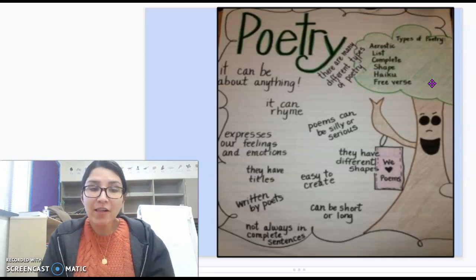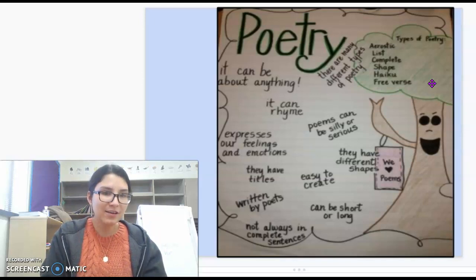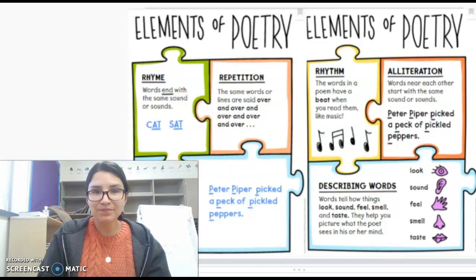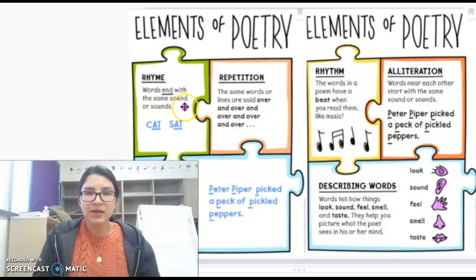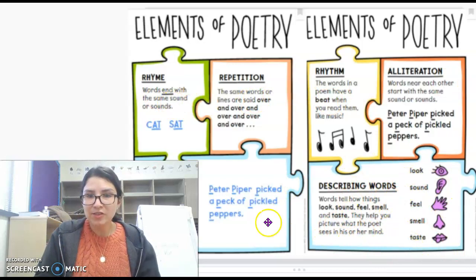And then we have elements of poetry. A lot of poems have rhyming in them, repetition, and alliteration. So let's go ahead and start talking about elements of poetry and the ones that we covered. So right here we have rhyme. Go ahead and say that. Rhyme, repetition, and alliteration. Good. We do have rhythm, and we didn't really cover that this week. We just covered these three. And we also covered describing words, which I'll talk about here in a minute.